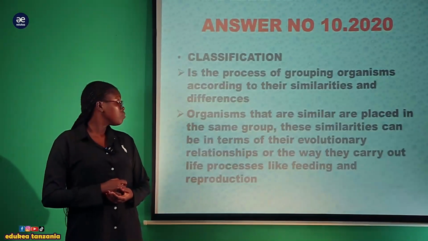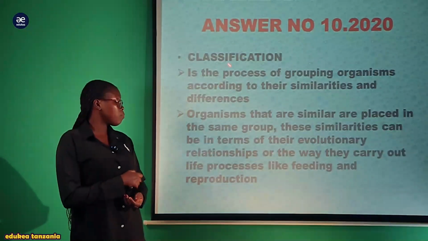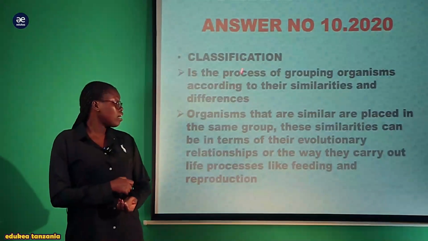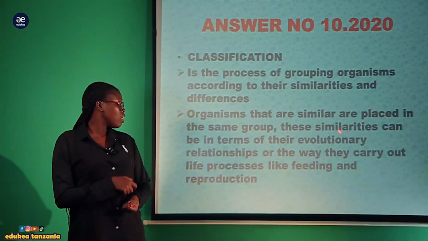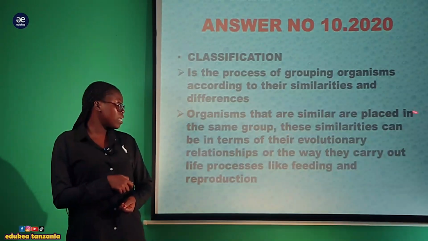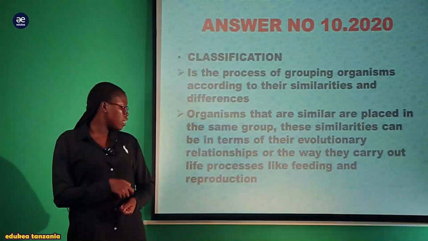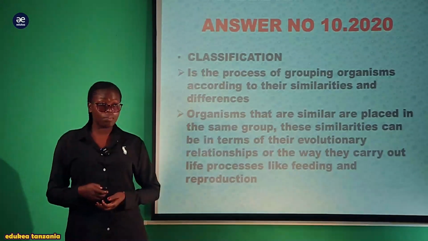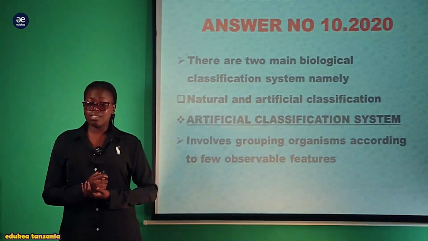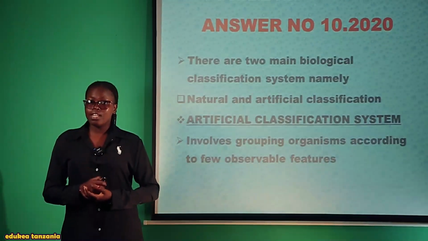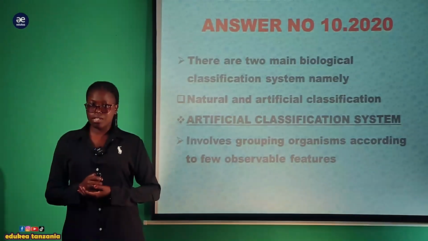So by starting with the concept of the term classification: classification is the process of grouping organisms according to their similarities and difference. Organisms that are similar are placed in the same group, and this similarity can be in terms of the evolutionary relationship or the way they carry out processes like feeding and reproduction. So we have 2 types of classification system, the artificial and natural classification system. So this is where our question has been constructed.